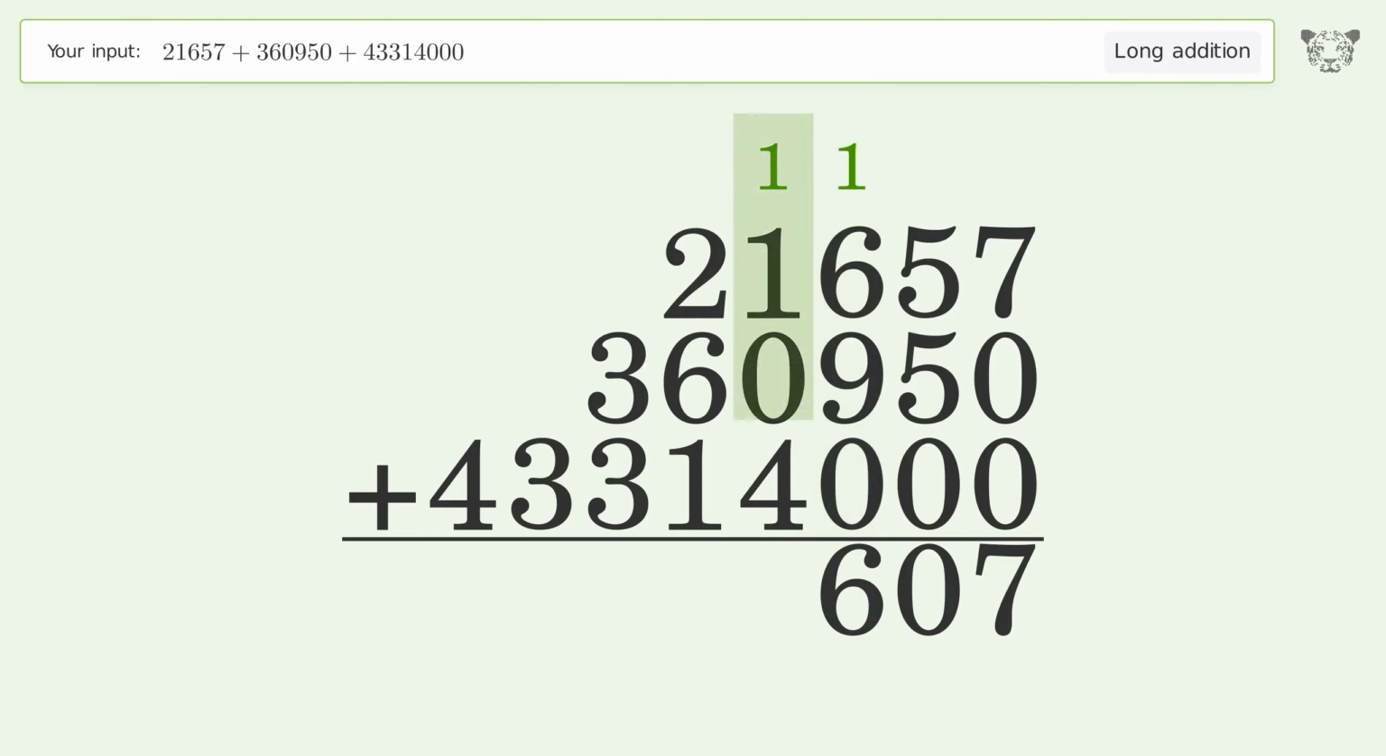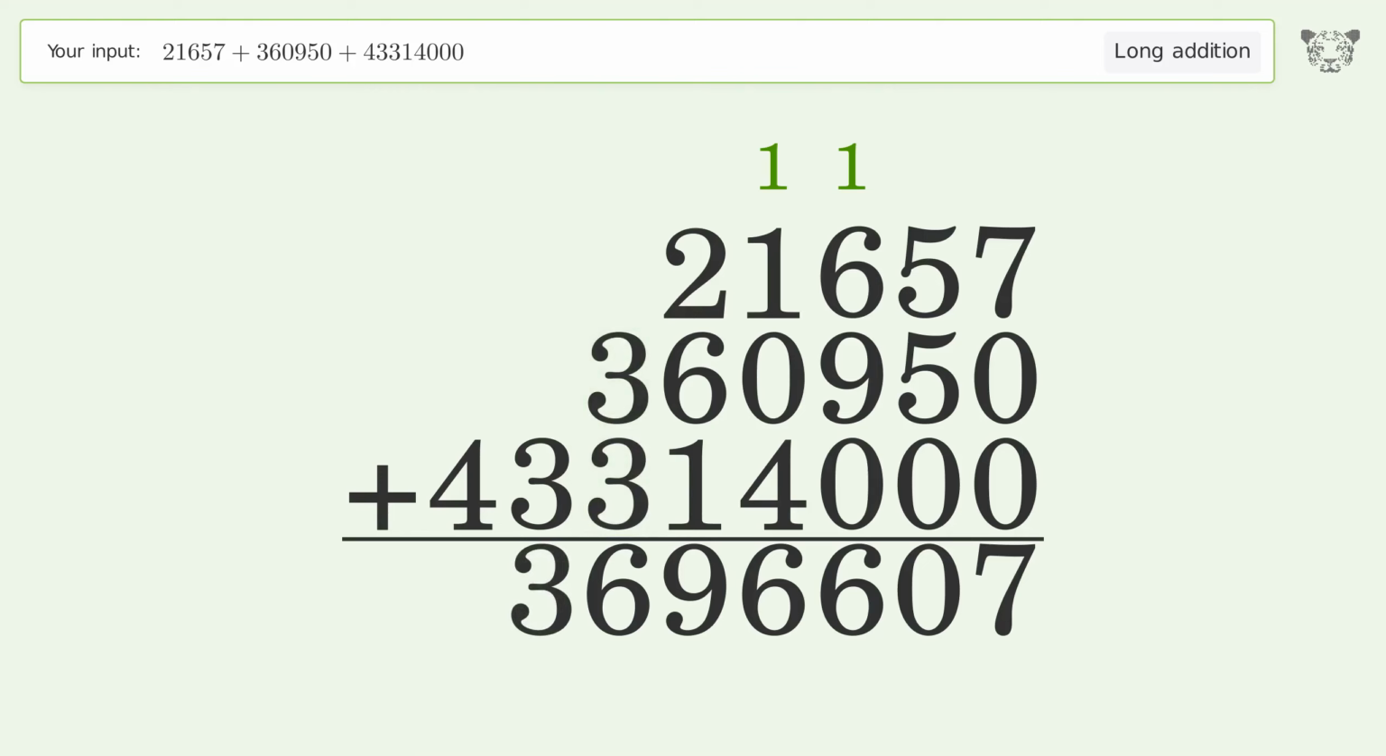1 plus 1 plus 0 plus 4 equals 6. 2 plus 6 plus 1 equals 9. 3 plus 3 equals 6. Write 3 in the millions place. Write 4 in the 10 millions place. And so the final result is 43,696,607.